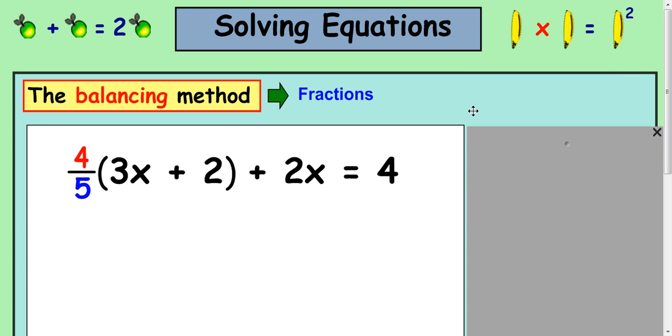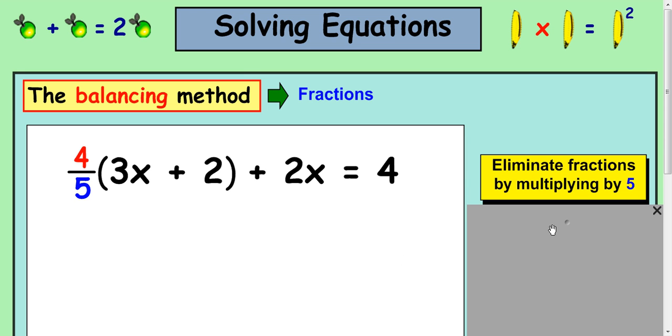In this lesson we're going to look at how to solve equations with fractions and brackets. So two things at the same time that we need to deal with. Now as before with the fraction equations, my advice is to get rid of the fraction first. So the only fraction here is the 4/5, so get rid of the divide by 5 by multiplying everything by 5. So eliminate the fraction by multiplying by 5.